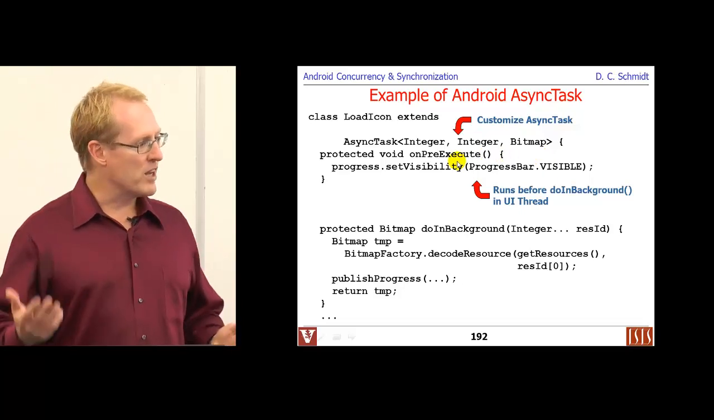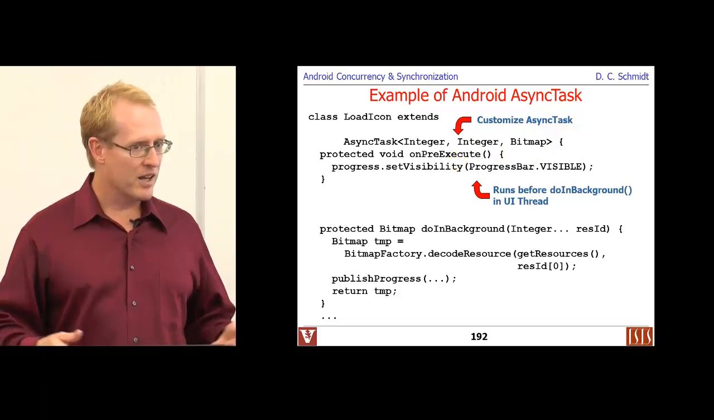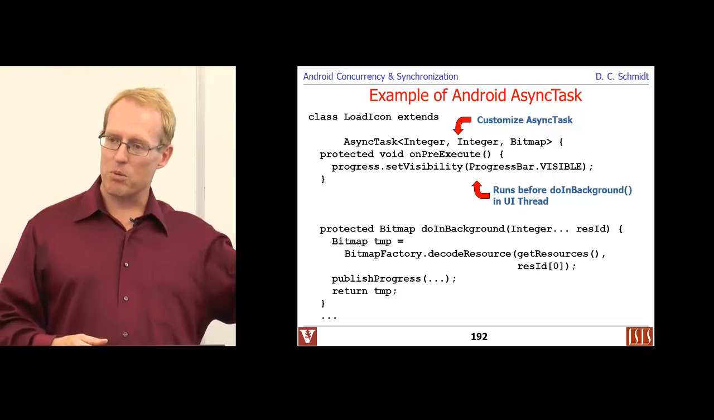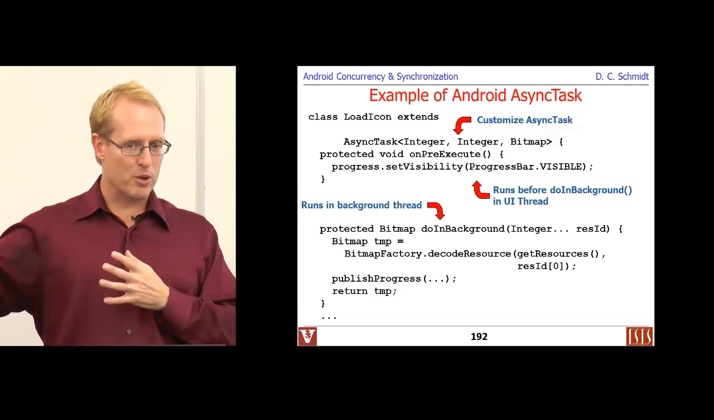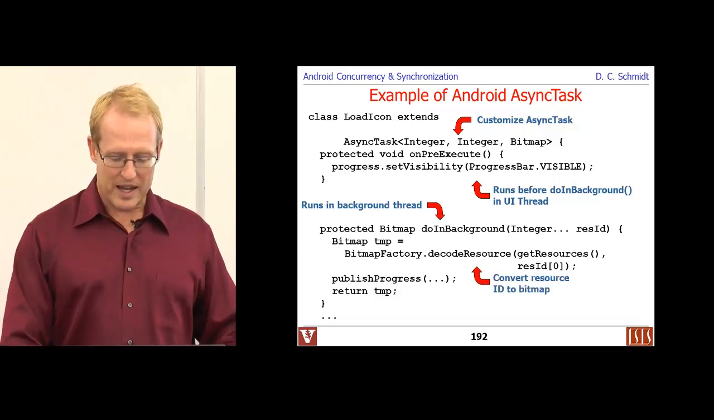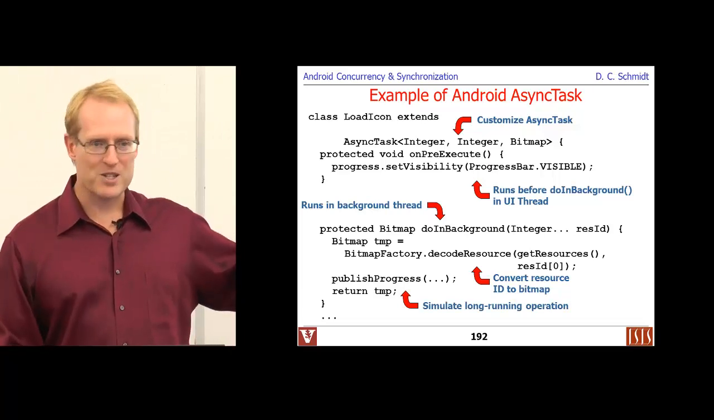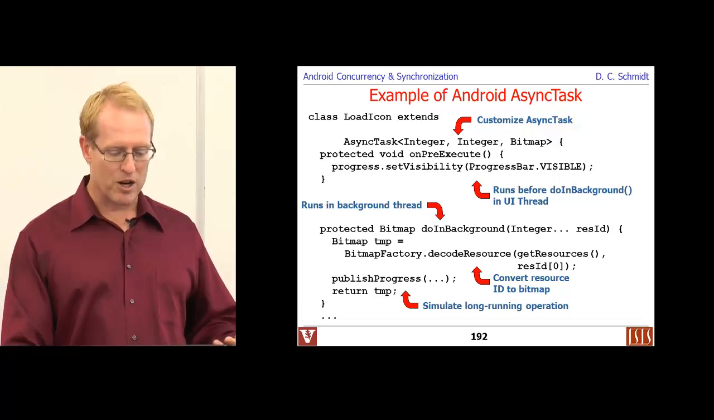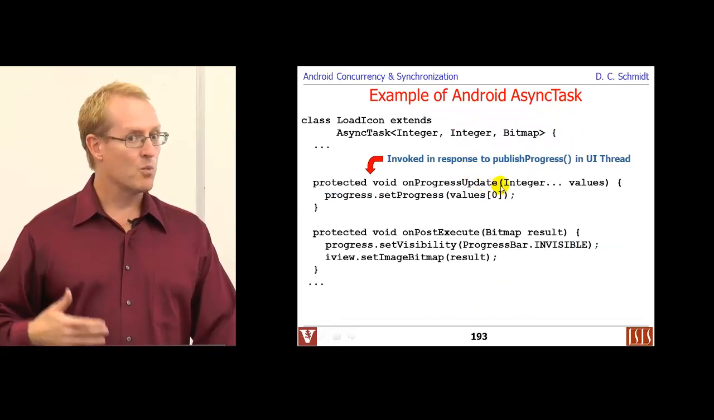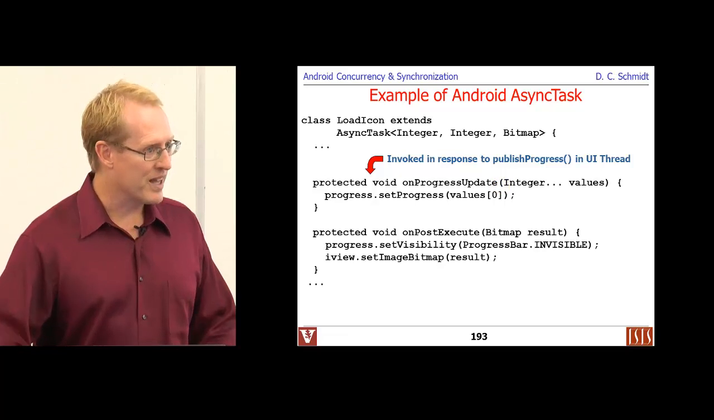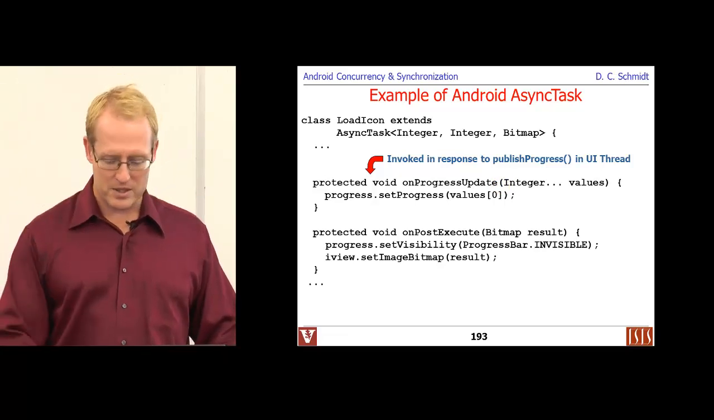It's got an onPreExecute method. This gets called in the main thread of control before we do anything in the background. What we do here is we just make the progress bar visible, and then we run a background thread. This runs in a separate thread of control, not the UI thread. That guy decodes the bitmap, and then it's going to update progress. Just to illustrate how you do this, you say publishProgress. That will end up calling this onProgressUpdate method, which runs in the UI thread. So you could do things like update the status bar in the UI thread as progress is taking place.